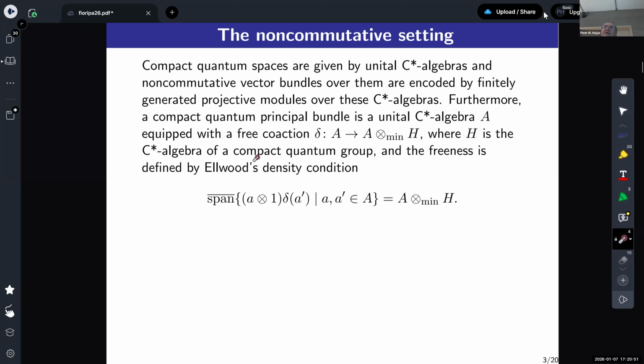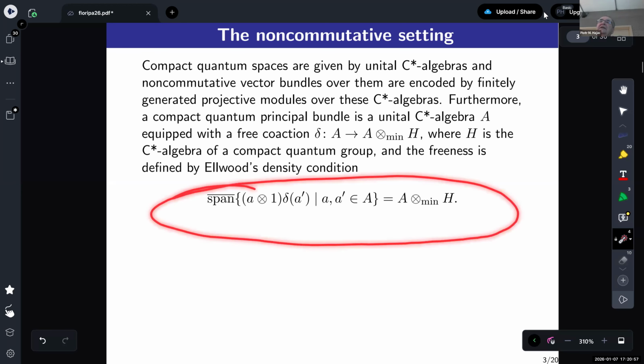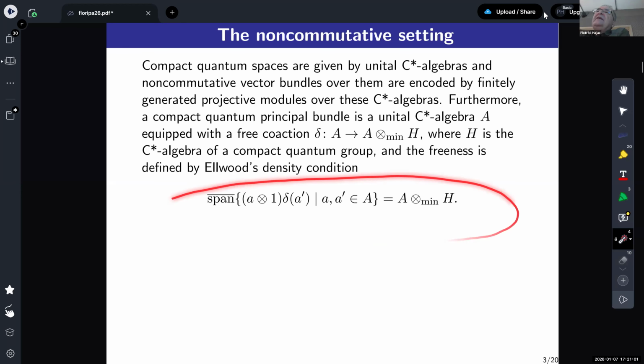And the freeness is defined by Ellwood's density condition, which is spelled out for you right here. And if you would translate it into a commutative setting, that's basically the cancellation property. Okay. And well, I call it Ellwood's condition because this was first published by Ellwood, but it's verbatim the idea of Woronowicz in defining compact quantum groups.